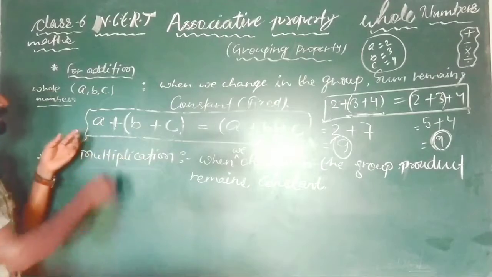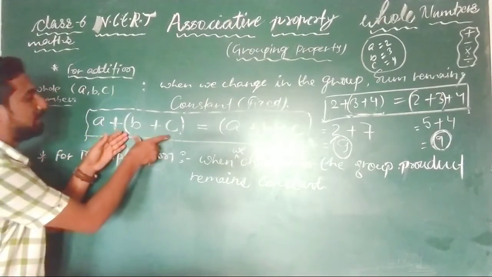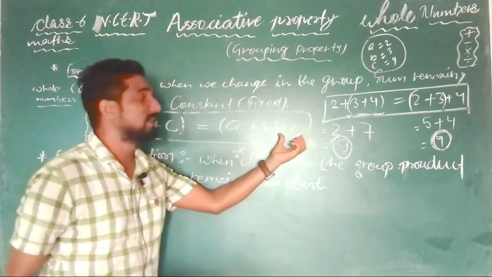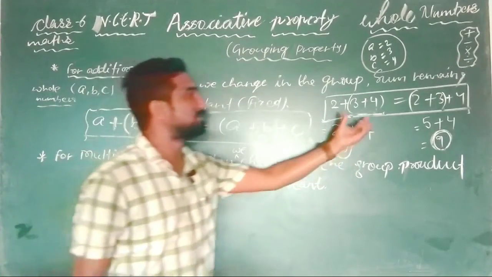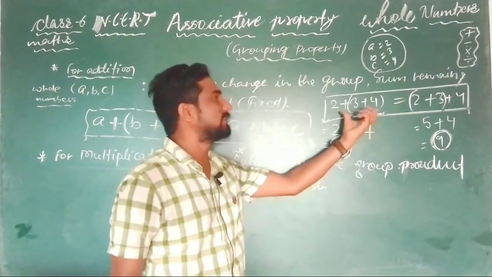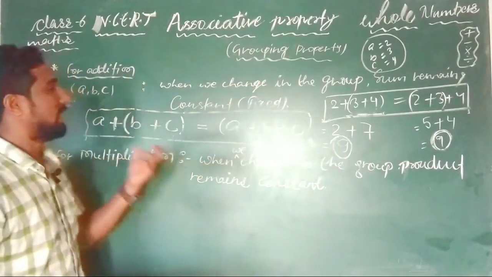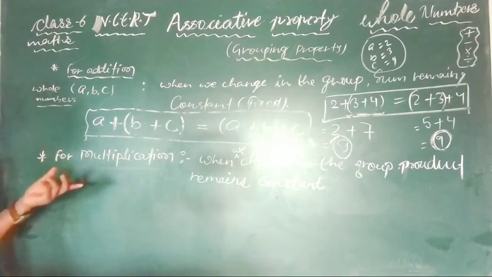So if anywhere it is written A plus (B plus C), we can write it as (A plus B) plus C. And this is followed. Why? Because if you do the process of this LHS and RHS, the answer comes the same. So this is the associative property for the addition operation.